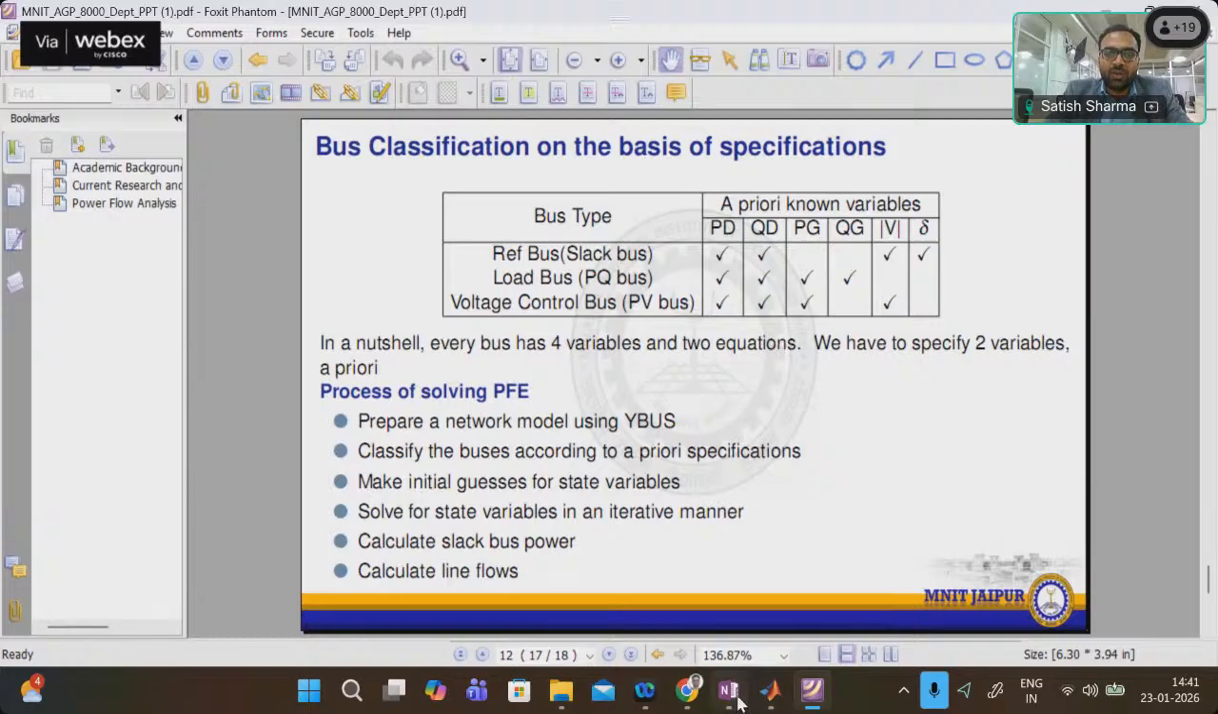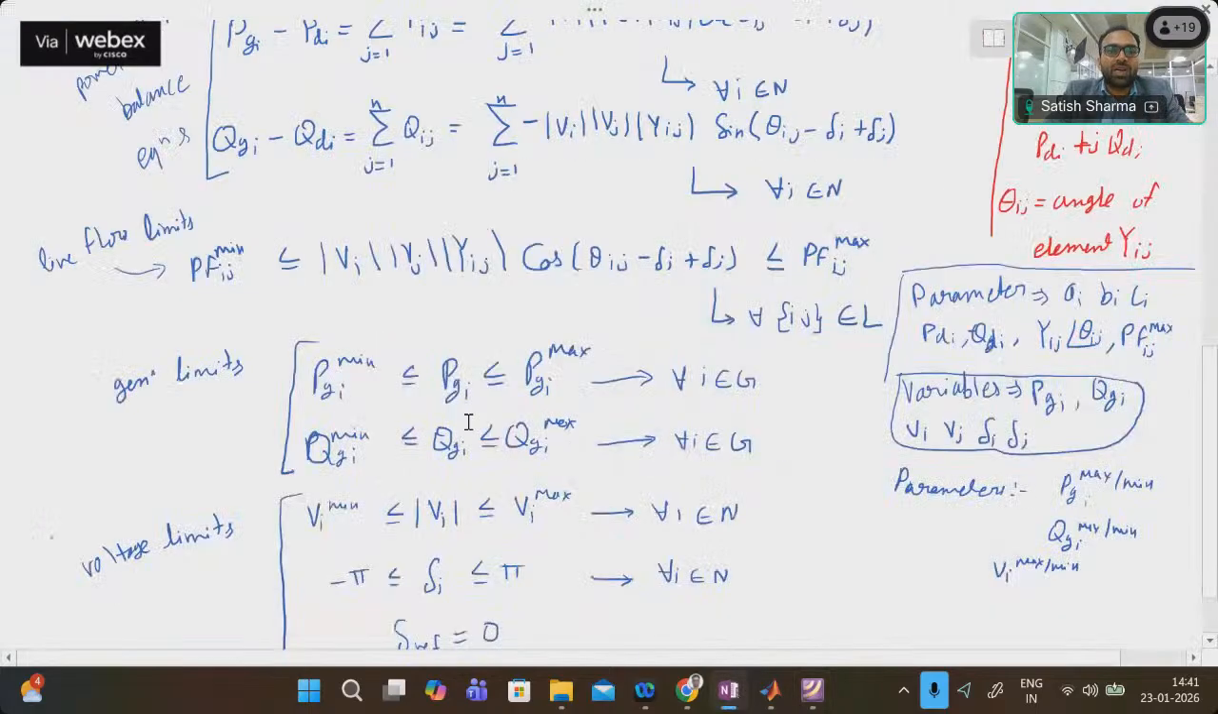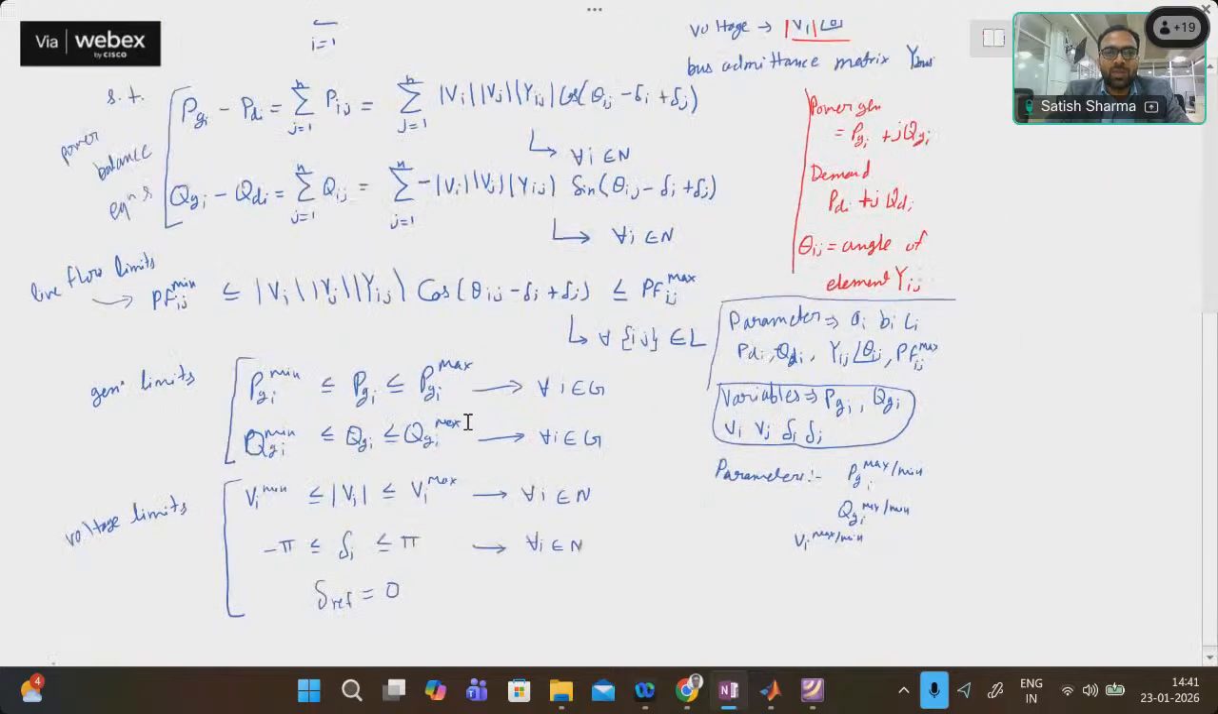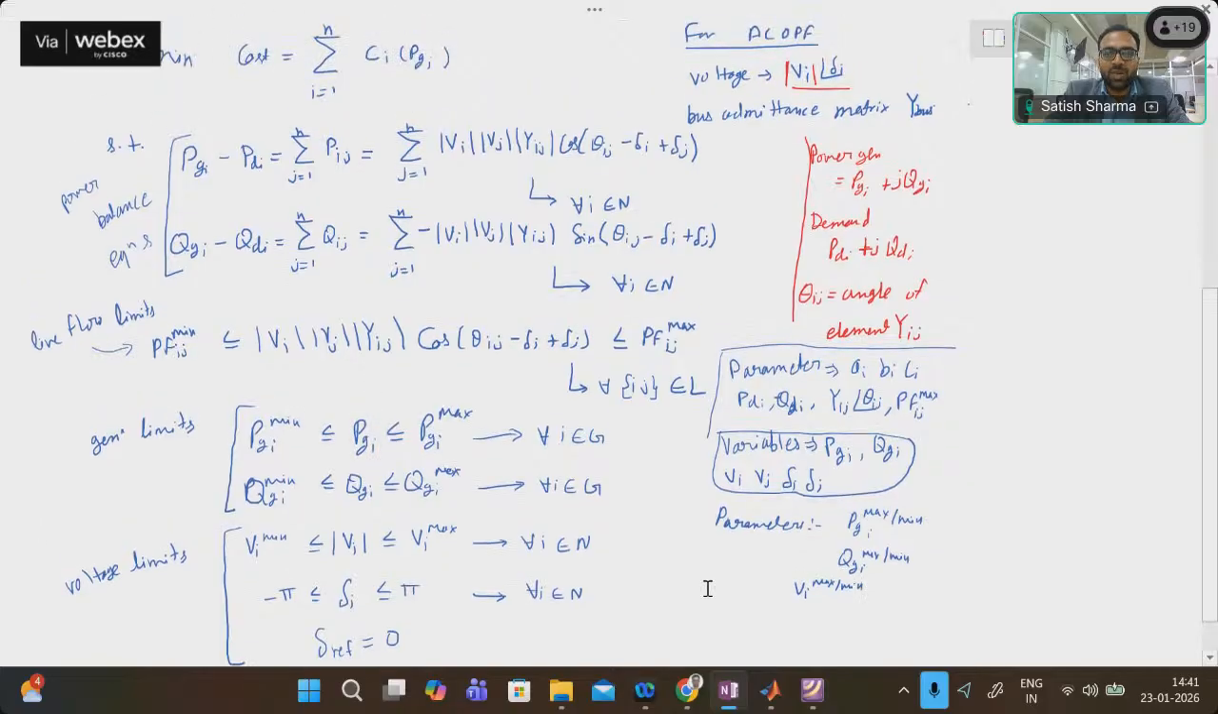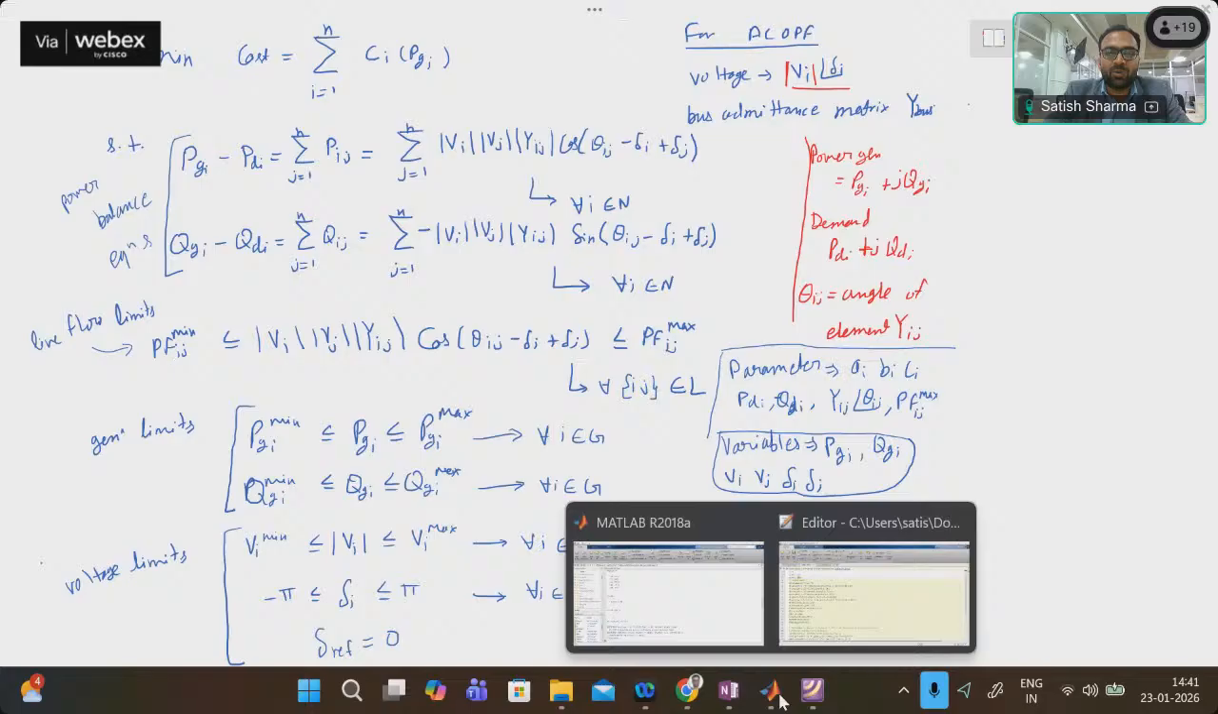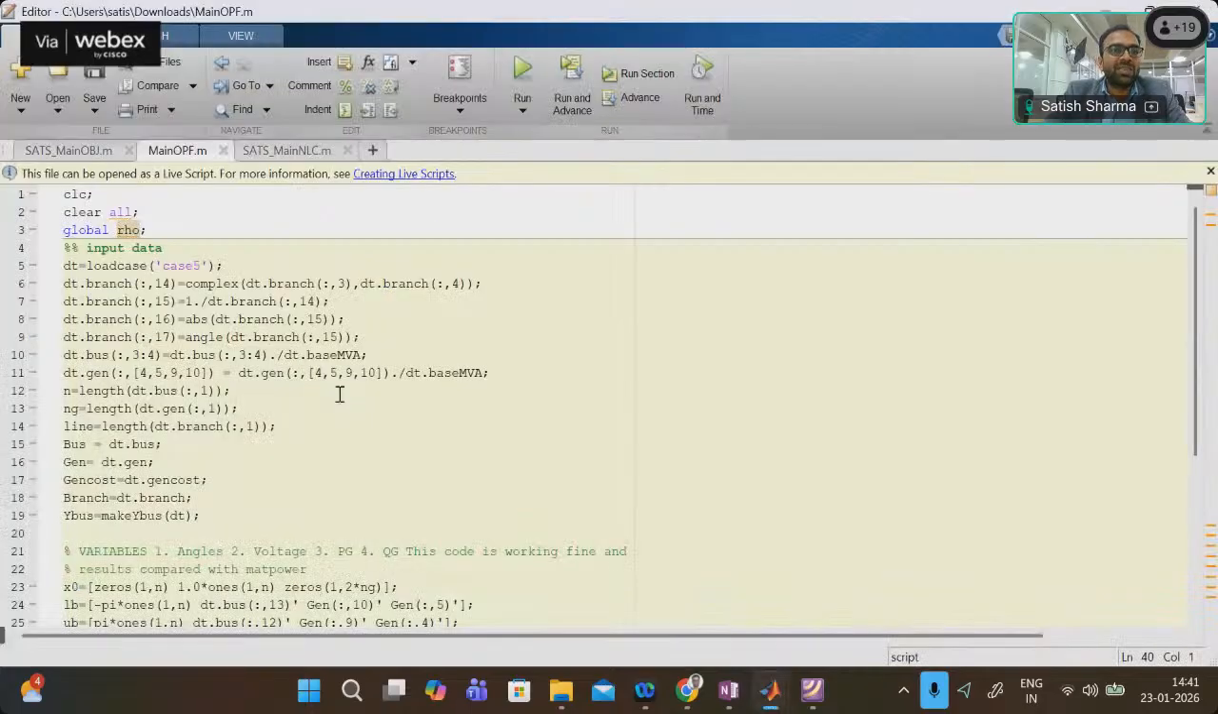Now if I go back to my formulation, this formulation is perfectly fine. We have defined all the variables, parameters and everything. Now I will need your help to write down this program. Actually I have written it already, so let's see whether it is working or not and how we have written it. So let's try to understand the program here.